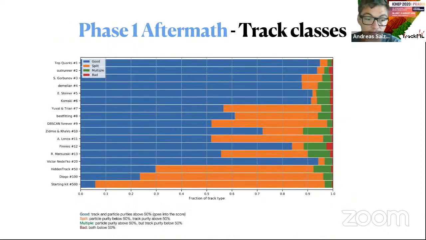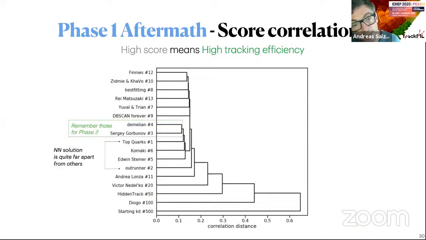We'll also try to digest a little bit the different track classifications or types that people found, and that's very interesting. You can see there are a few really outstanding solutions, and that led us to look a little bit at how these solutions internally are correlated. So this is the next slide.